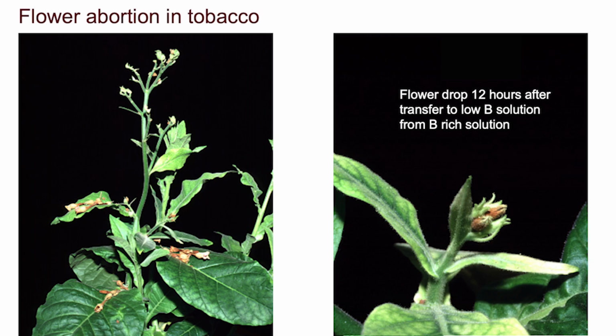Interestingly, even though there is boron in those old leaves that you can see, that boron is not available to help the plant get through this deficiency. Short-term deficiencies can have really profound effects that can't be satisfied by reserves of boron that exist in the plant.